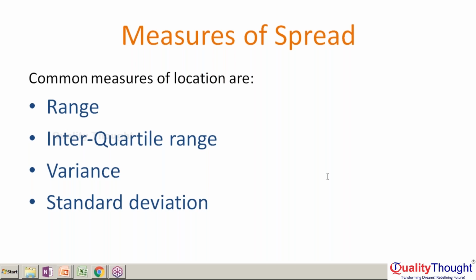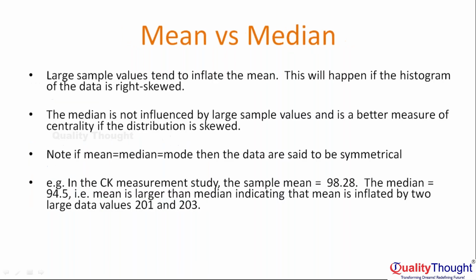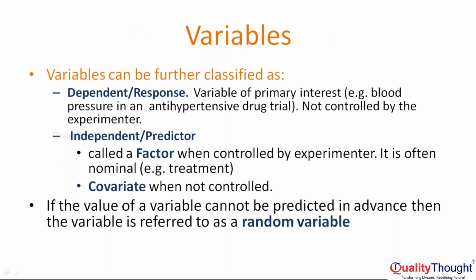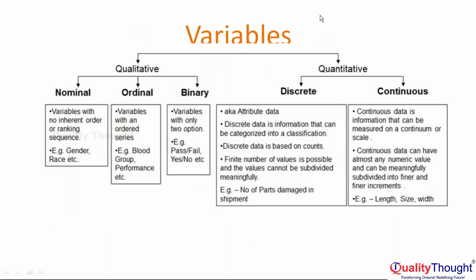Got it? And can you please tell me any three different types of variables? Nominal. Dependent and independent is another way of telling something. You forgot the different types of variables which I discussed. Guys, this is what I'm saying, you should be 100% in my session. Look: nominal, ordinal, binary, which I already discussed, right or wrong? Discrete and continuous. Okay?